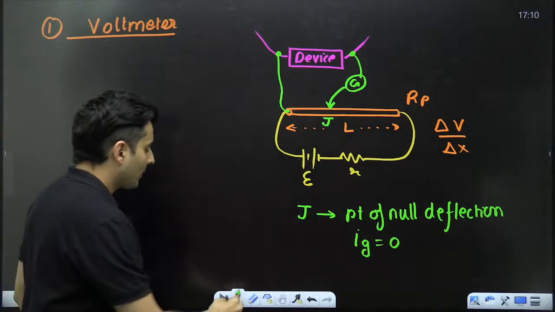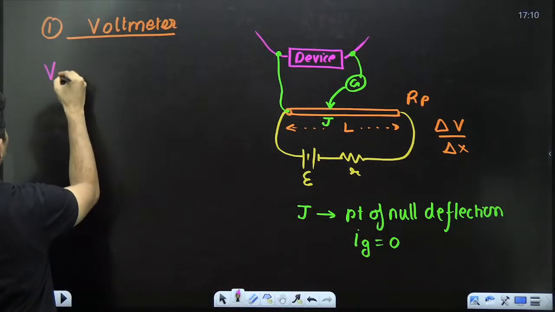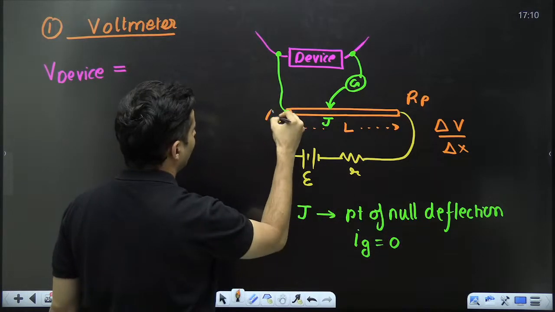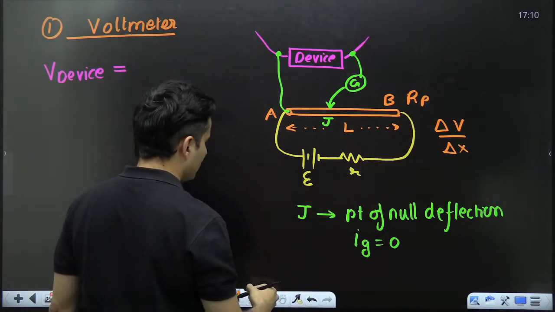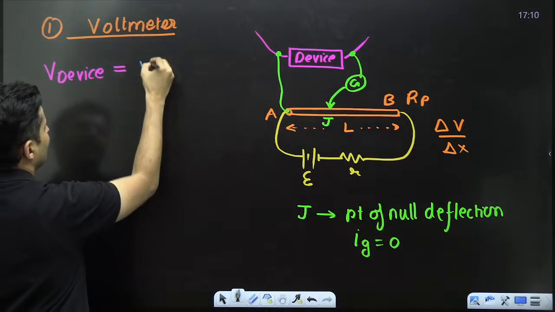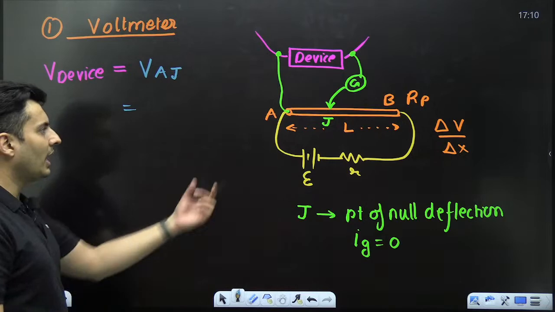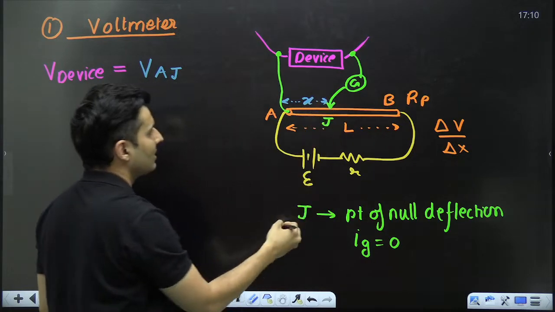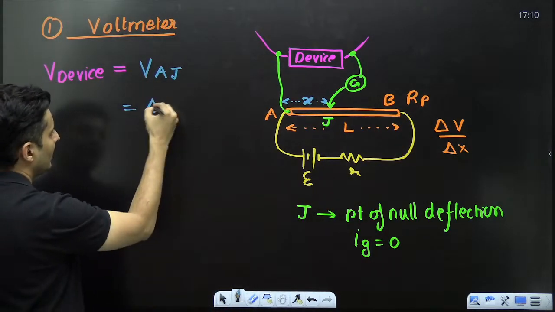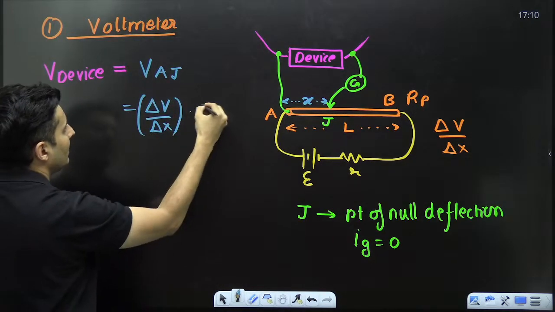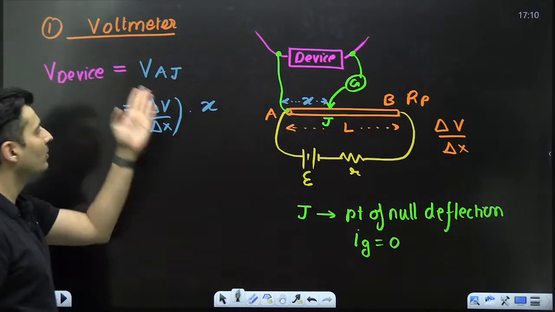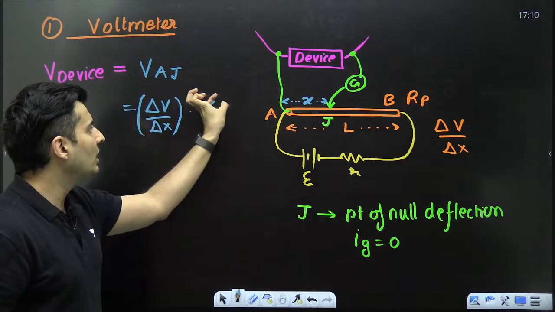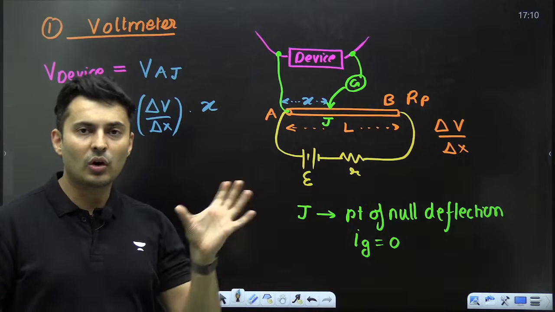Perfect. Now I can say that the potential difference across the device, if I call this particular point A and this particular point B, is exactly equal to the voltage across the points AJ. And the voltage between any 2 points, I just gave you the formula. If this distance is X and I know the voltage gradient, it is nothing but the voltage gradient delta V by delta X into that length X. That will give me the voltage across the device. As simple as that. These many volts per centimeter or meter into that many meters or centimeters will give me the voltage across those 2 points.